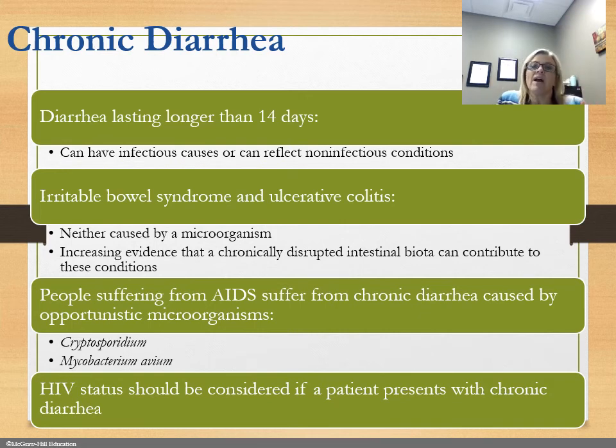However, we are finding that a chronic state of a disrupted normal intestinal biota can actually really contribute to these conditions. People suffering from AIDS that have chronic diarrhea are usually going to have causes from an opportunistic microorganism like Cryptosporidium or Mycobacterium. So patients with HIV should be considered, or their HIV status should be considered if a patient persists with a chronic diarrhea. That is something you need to look into.